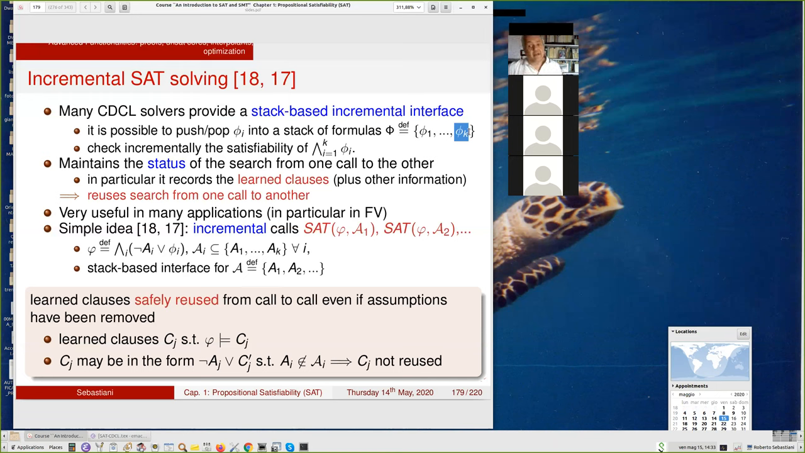Okay, so here is the trick by which you can solve this problem: use assumptions. Substantially, instead of pushing phi 1, phi 2, and so on, you push not A_i or phi_i, where A_i is a fresh selection variable, and you add A_i to the list of assumptions. So instead of adding phi_i, you add not A_i or phi_i, and you push in the stack the new assumption A_i.